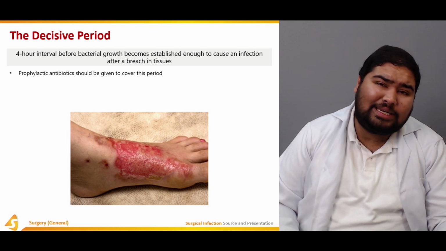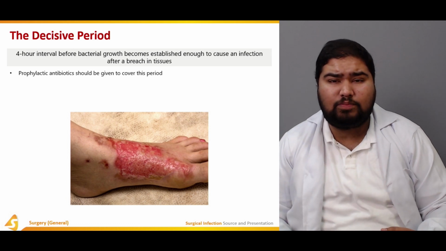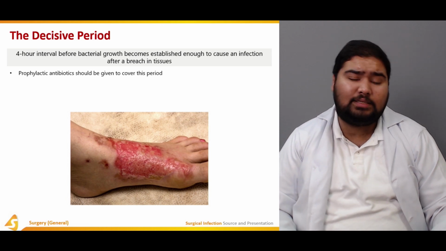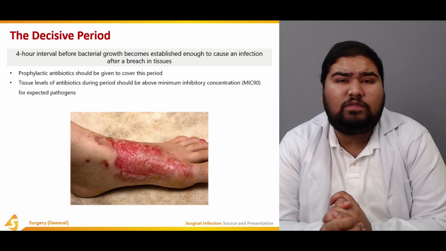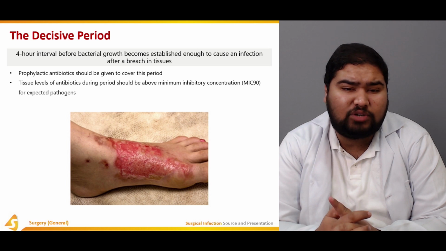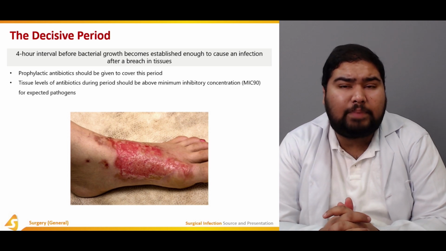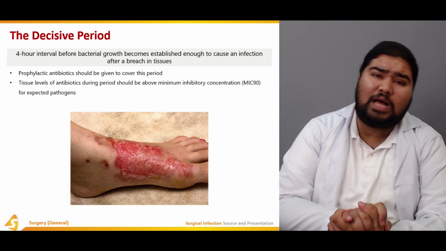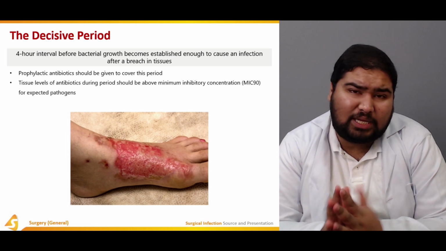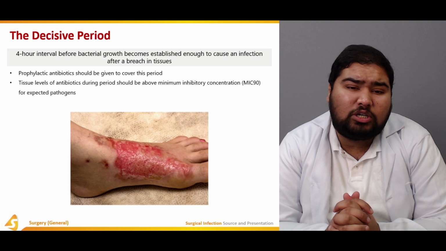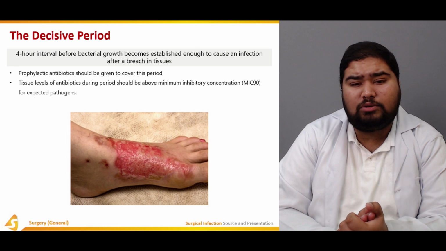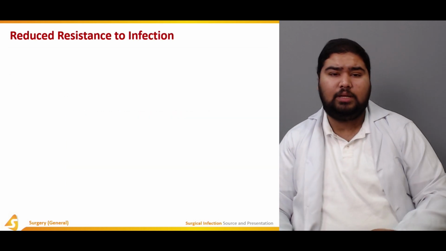Usually in gastrointestinal surgeries, we give a second generation cephalosporin, which covers this prophylactic period, this decisive period. Now, the tissue levels of antibiotics during this period should be above the minimum inhibitory concentration for the affected pathogen. So minimum inhibitory concentration is the amount of antibiotic that is required to kill the bacteria, and the tissue levels of antibiotic should be above the minimum inhibitory concentration for the expected pathogens.